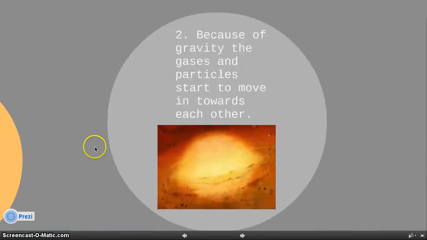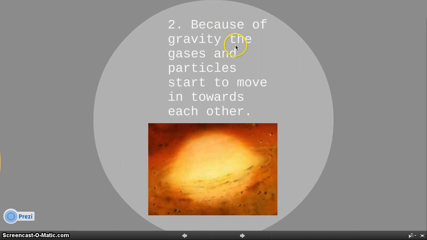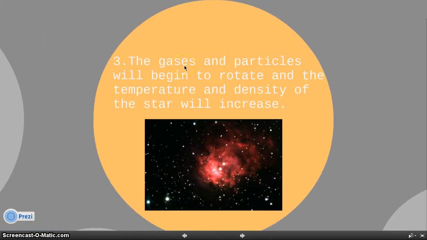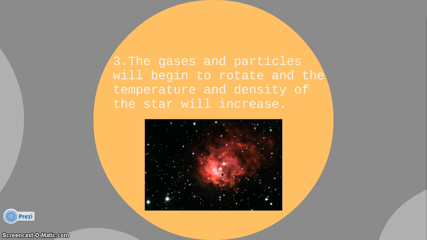Gravity plays a big role in this because, because of gravity, the gases and the particles will start to move toward each other. And because of this, as they start to move toward each other, they begin to rotate. You can kind of see it starting to happen here. And they start to clump together in little tiny balls. As they rotate, they get closer and closer and hotter and denser.